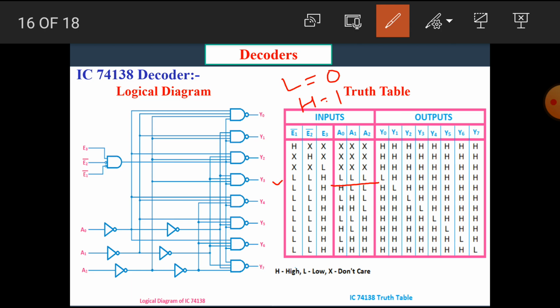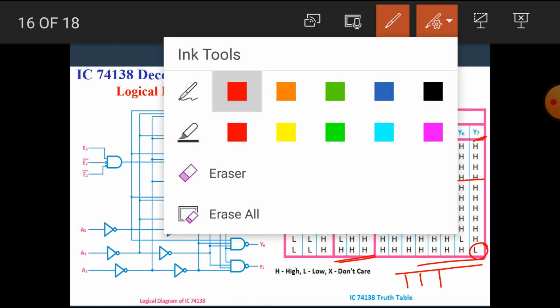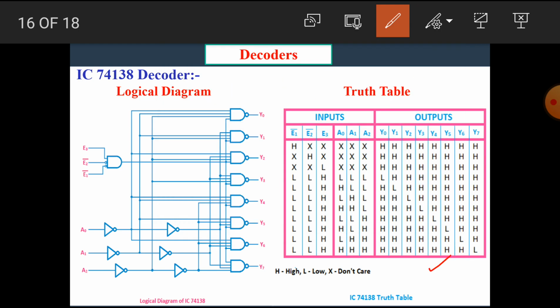That means when the three inputs have the value 0, 0, 0, then only Y0 has the value 1. Okay, that means Y0 is 1. Here outputs are active low type, hence the low means the on state while others are in the off state. Similarly, when all the three inputs are 1, 1, 1, then Y7 is on, hence we get here L. I hope you all understand the truth table here. Depending upon this truth table, we can draw the logic diagram for the same.